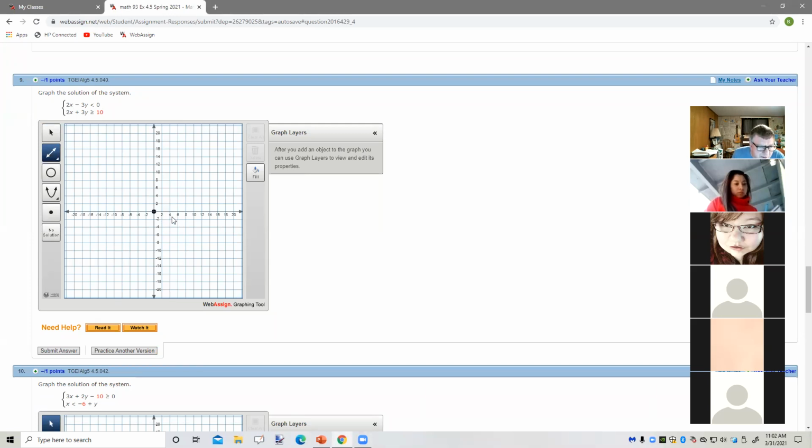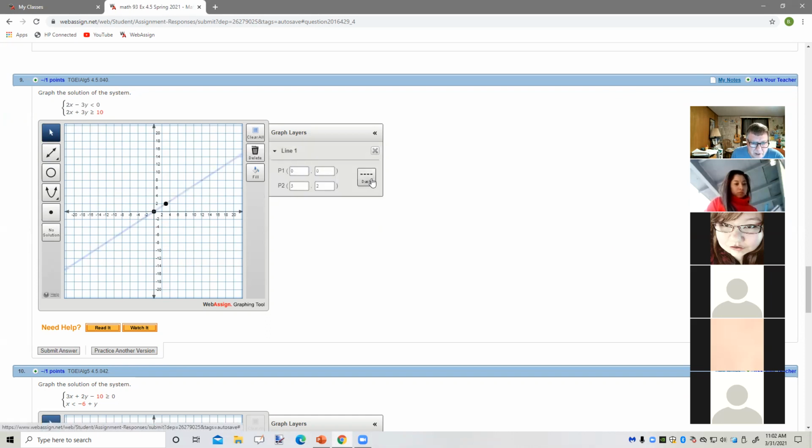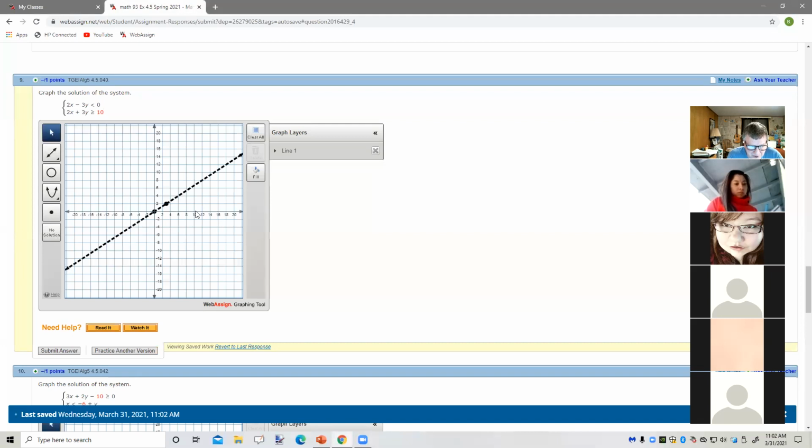Now my scale is in 2s, so 3, 2 is right about there. Let's make sure I've got 0, 0, and 3, 2. Great. Also, notice this inequality doesn't actually include equal to. So my line is going to be dashed. Well, we've got another problem. This line goes through the origin. So I'm going to have to pick a test point other than 0, 0.